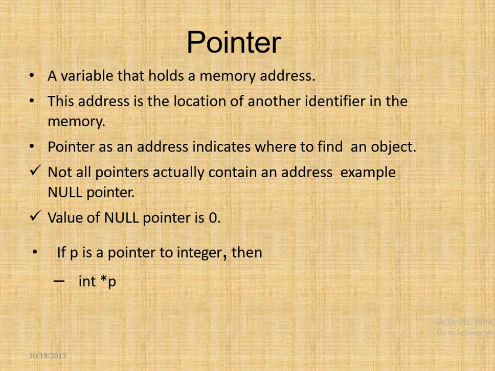Suppose p is a pointer to an integer, then we will write int *p. So this is a pointer pointing to an integer variable.